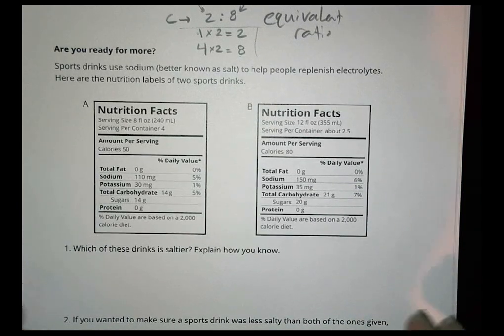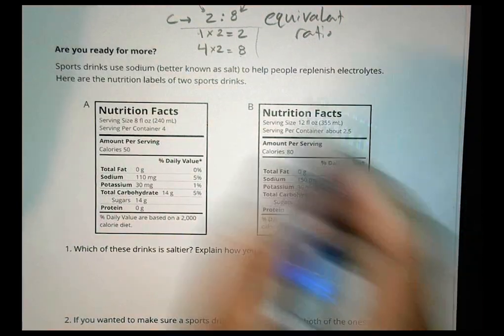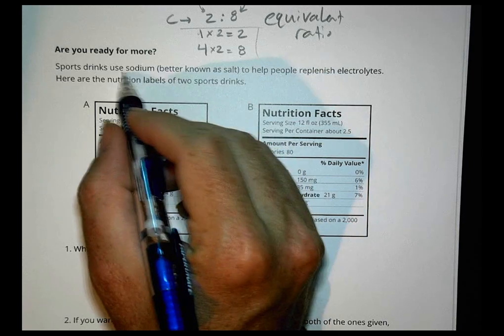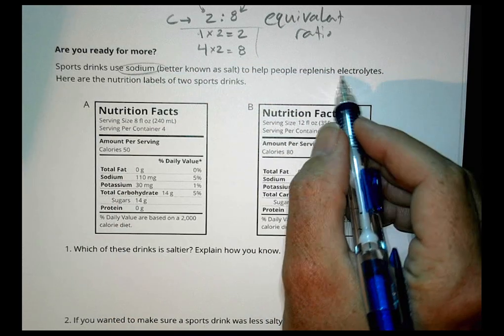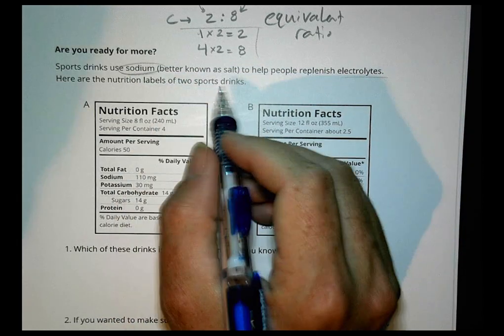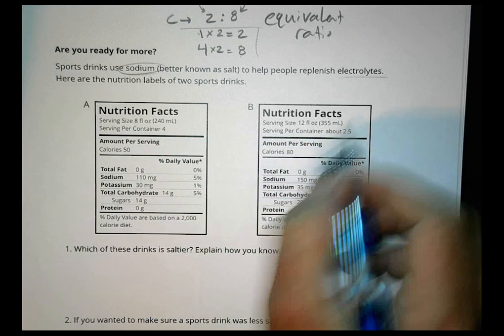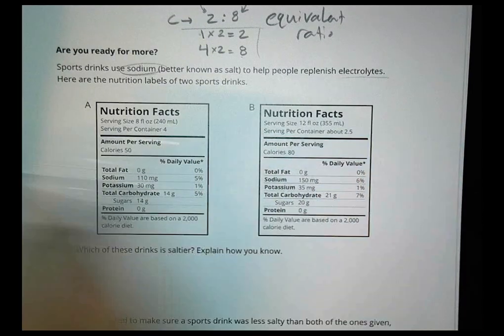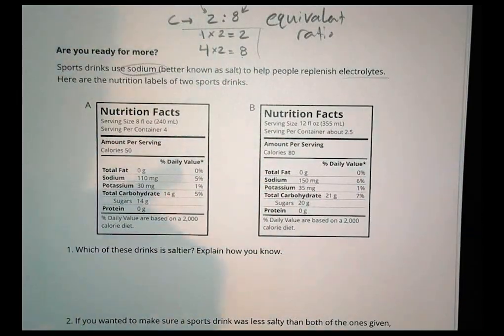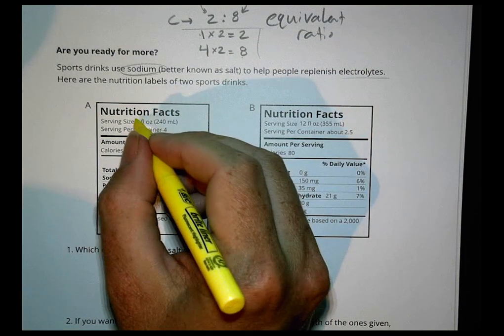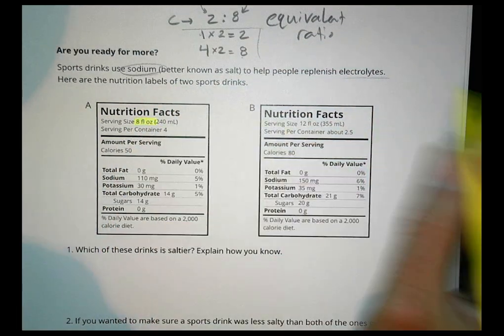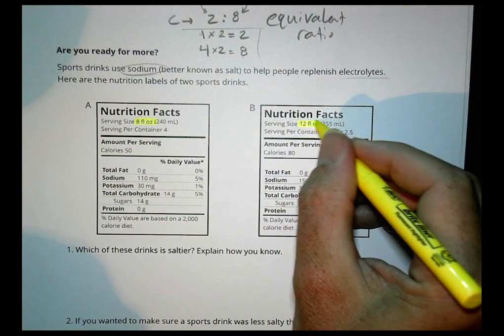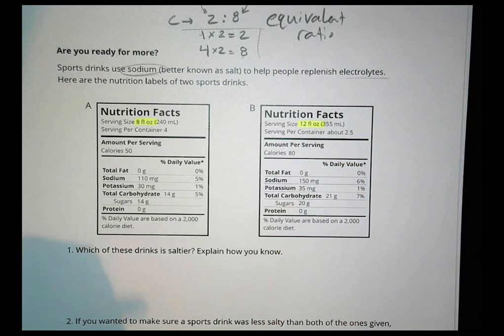Are you ready for more? It says, sports drinks use sodium, better known as salt, to help people replenish electrolytes. Here are the nutrition labels of 2 sports drinks. We have A, we have B. Okay? A couple key things that are different within A and B. Notice that the serving size for A is 8 ounces. The serving size for B is 12 ounces. Okay, so they're not at exactly the same serving size. That's important for this activity.